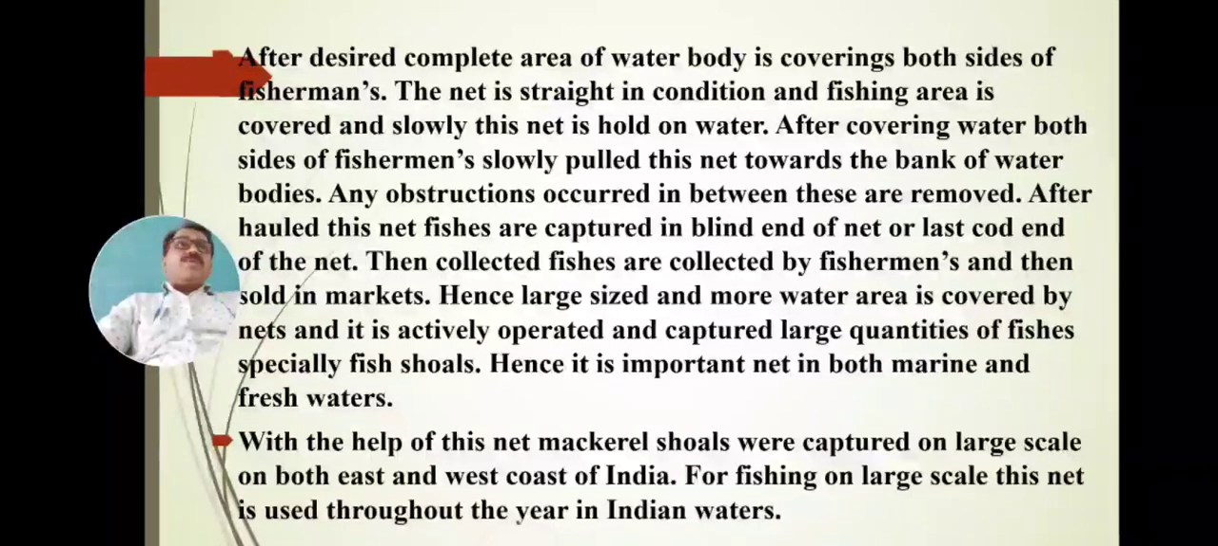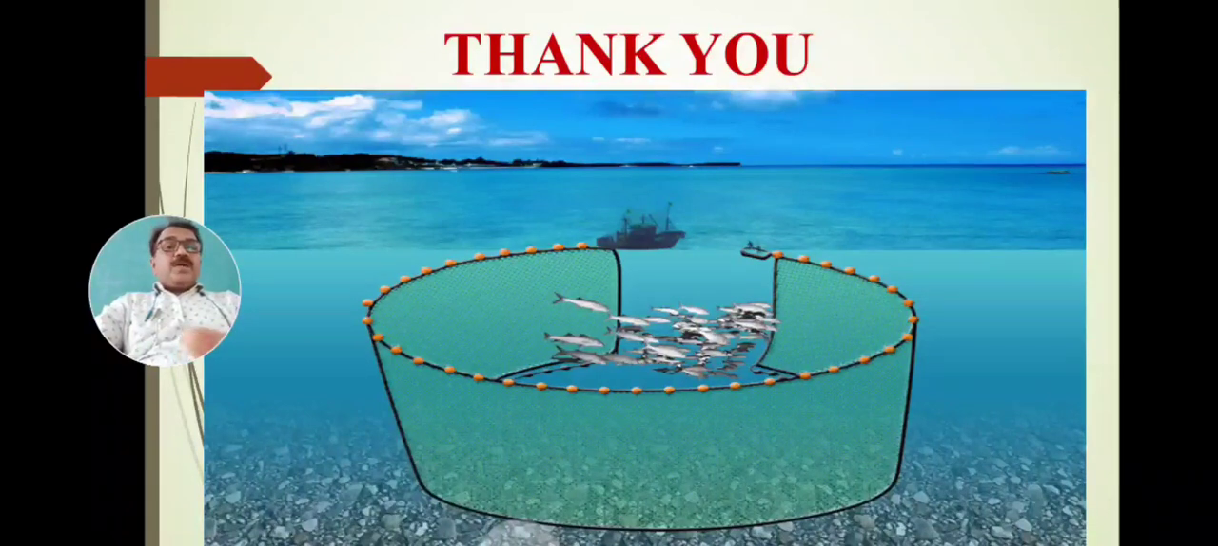This net is operated and used for fishing on a large scale throughout the year in Indian water. That's why this rampani net is importantly used, especially to capture the mackerel fishery, because mackerel swim with the help of shoaling behavior. They do not migrate individually or singly; they move in shoals, in their groups. That's why to capture such mackerel fishes with the help of this rampani net, these mackerel are captured in large quantities.